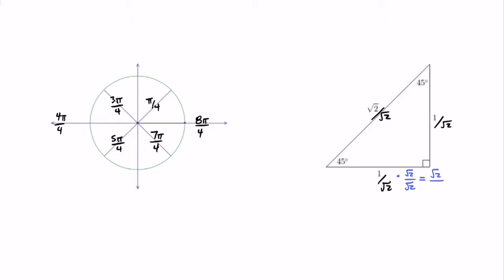And I get 1 times root 2 is root 2. Root 2 times root 2 is the square root of 4, which is 2. So 1 over root 2 is actually root 2 over 2, which is really useful to memorize.